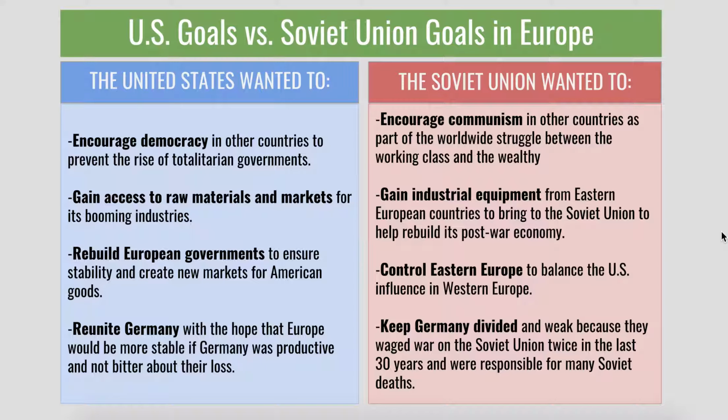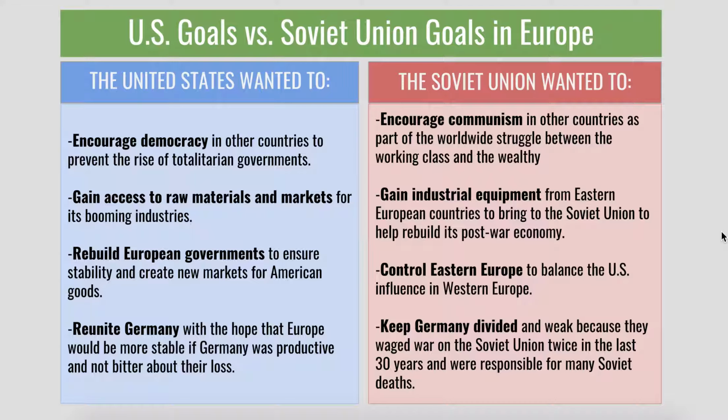So, as I said, the US and Soviet Union did end up having very different goals for Europe. Under President Truman, the United States had like four main goals. So, they really wanted to encourage democracy. They thought that democracy was the best way for countries to run, and they wanted to encourage democracy in other countries to prevent the rise of totalitarian governments. As we learned in the World War II units, those were the governments that came to power and kind of set off World War II. So the US had a goal of encouraging democracy to prevent those types of events happening again.